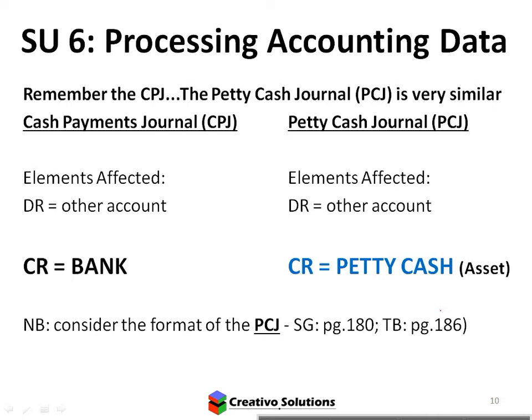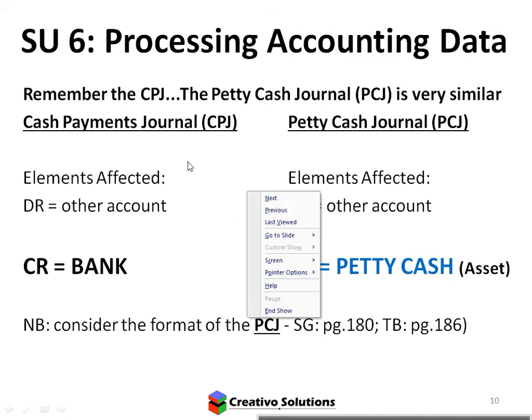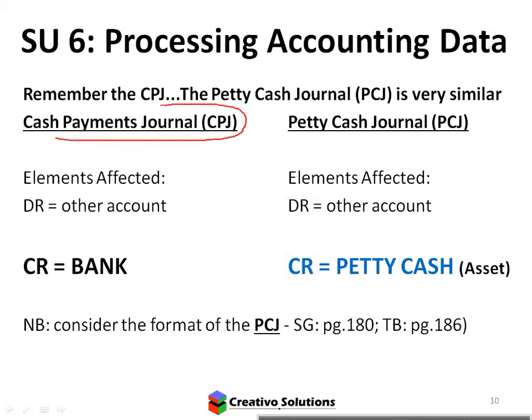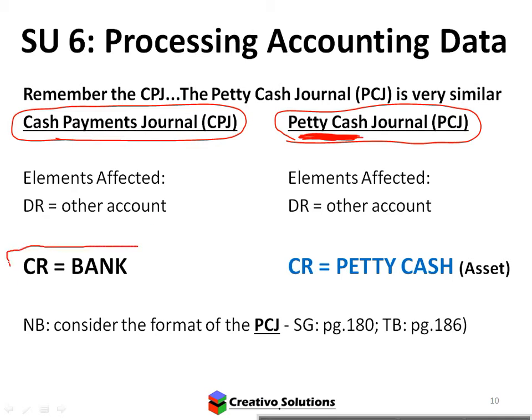We looked at journals earlier. I'm relating this to something that you guys are familiar with. So you guys know what a cash payments journal is. We just looked at it today, and we looked at an example for it. CPJ means we're making a payment. Petty cash journal, we're making a payment, but it's coming from the petty cash. Right, so instead of affecting the bank, I'm going to affect the petty cash. Right, so you're going to reduce the account and you're going to debit something.